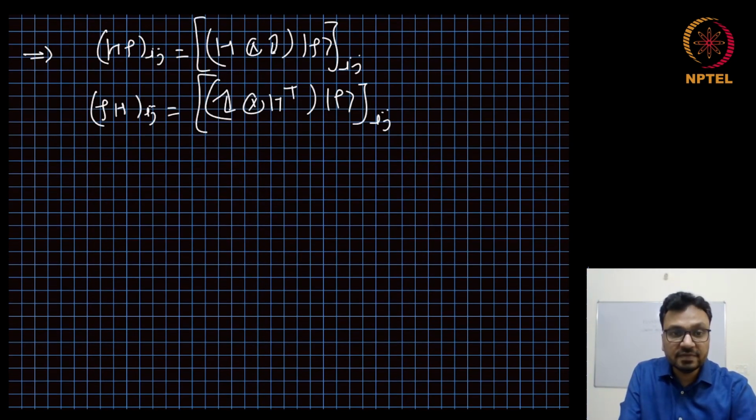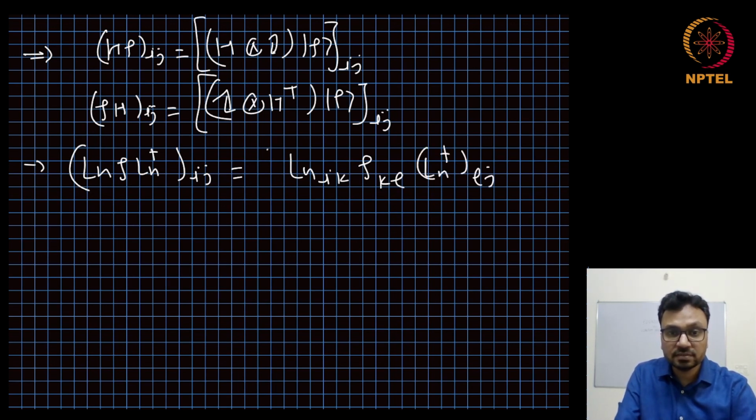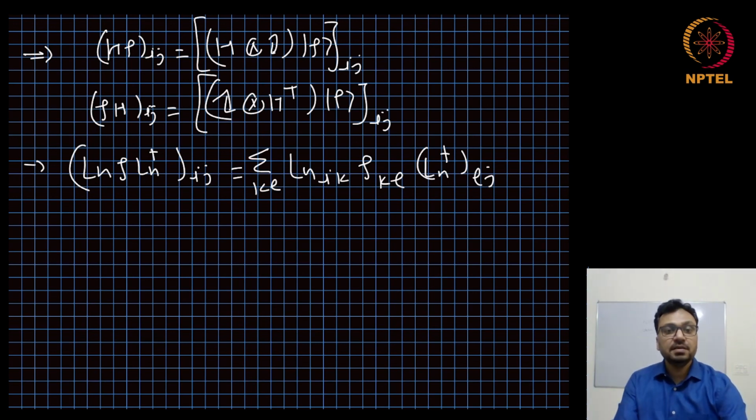So this is the first term. Now the second, we have L_n rho L_n dagger and the ijth element of that. That will be L_n,ik rho_kl L_n dagger_lj sum over kl. So the ijth element of the product of three matrices will be, we take the first two matrix product and then the next two matrix product, and that's how we get it. You see the second index and the first index match and summation over that is there.